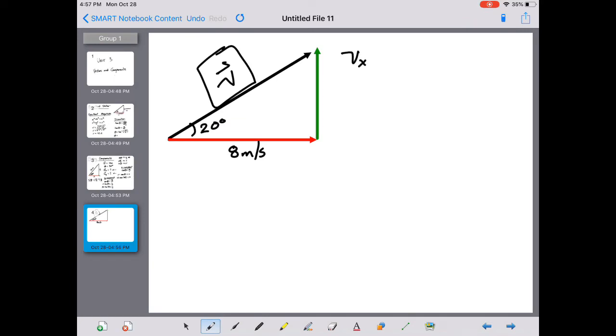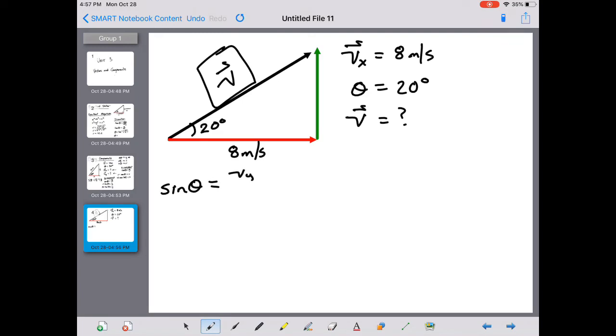So let's think. I know velocity in the x is equal to 8 meters per second. I know that theta is equal to 20 degrees. And what I want to know is what is my total velocity? So again, let's think about our trig functions. Sine, which is opposite over hypotenuse, which is y over, I'm actually going to write all these out. Sine of theta is velocity in the y over the total velocity. Cosine of theta is velocity in the x over the total velocity. And tangent is velocity in the y over velocity in the x. So if we think about what we know here, we know velocity in the x, we know theta, we want to know v. Cosine makes the most sense here.